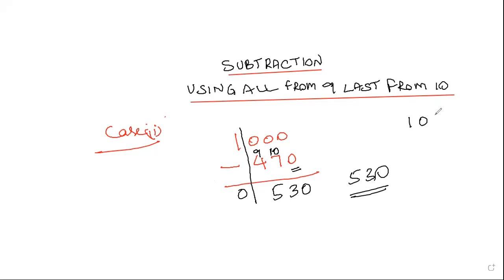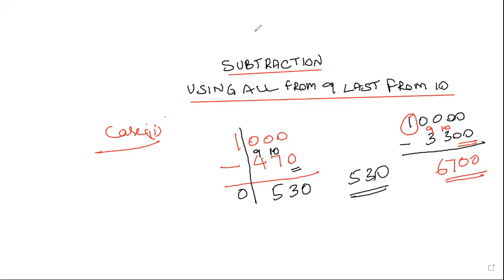Let's see another example. 10,000 minus 3,300. In this case, the last two digits are 0. Leave them as such and apply all from 9, loss from 10 from the next digit. Last from 10, remaining from 9. For these zeros, you write the zeros as such. 10 minus 3 is 7, 9 minus 3 is 6. And the predecessor of 1 is 0. A leading 0 has no value, so you can directly write the answer as 6700.